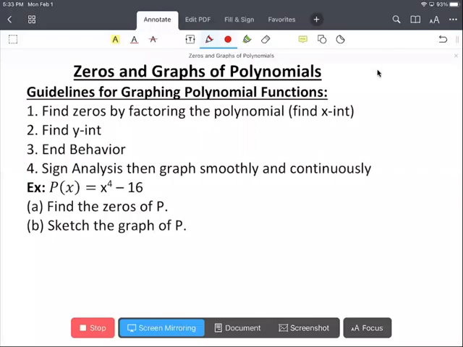In this video, we're going to go over zeros and graphs of polynomials. And first up, we have to factor p of x in order to find the zeros of p, which is x squared plus 4, x squared minus 4. We can simplify x squared minus 4 further.